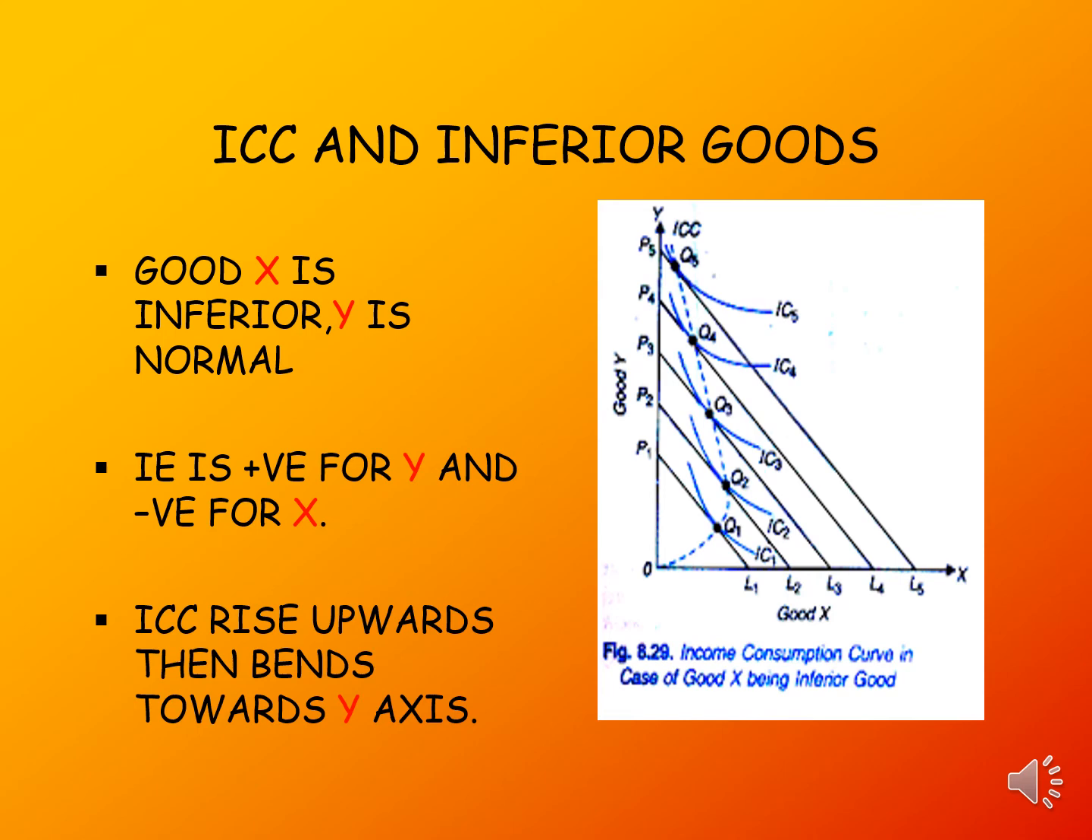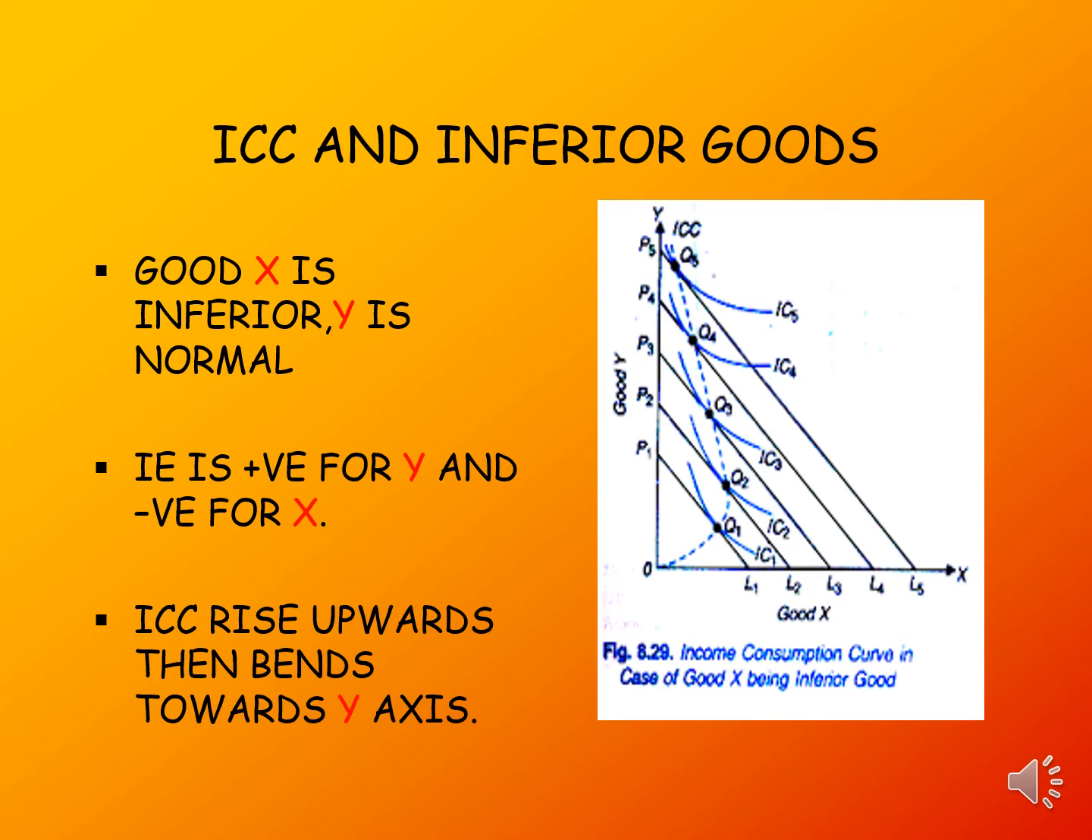So let us take the first example where, in the income consumption curve, one good taken is inferior. We have taken good X and good Y. Good X is inferior and good Y is normal good. Good X is taken on the X axis and good Y is taken on the Y axis. So income effect is positive for Y and negative for X. That is, the ICC curve rises upwards, then bends towards the Y axis. That is, the curve is bending towards the normal good.